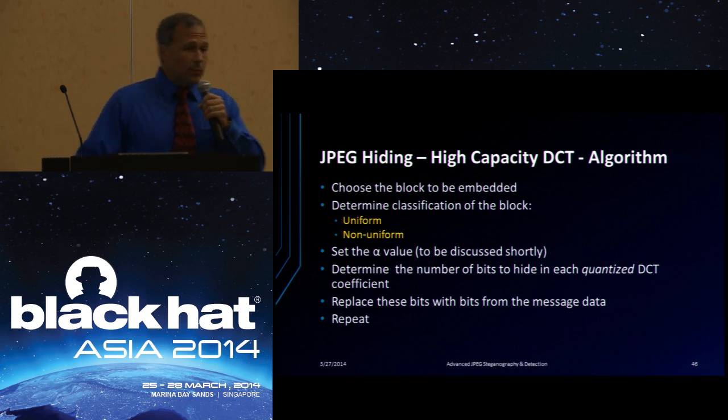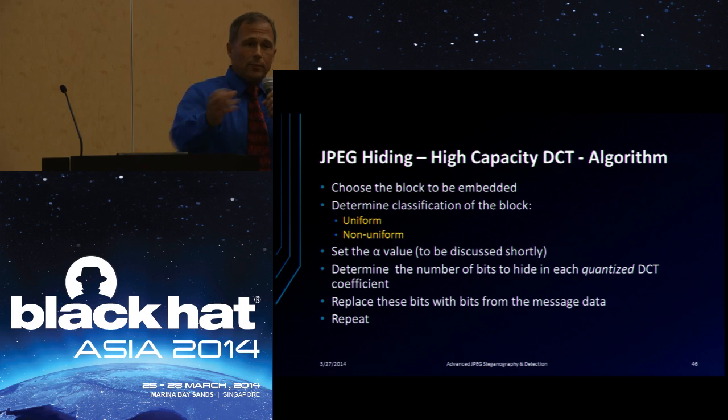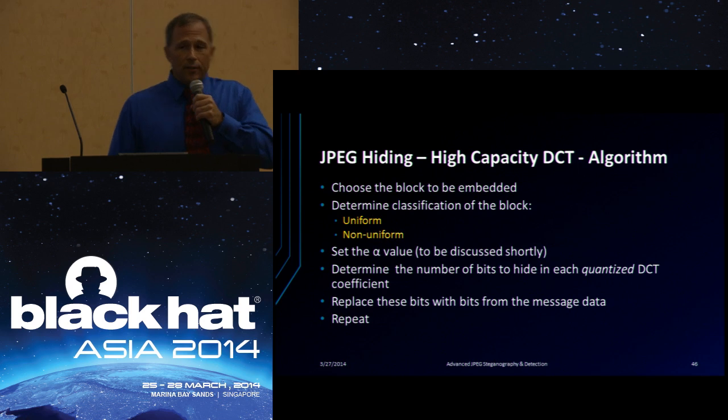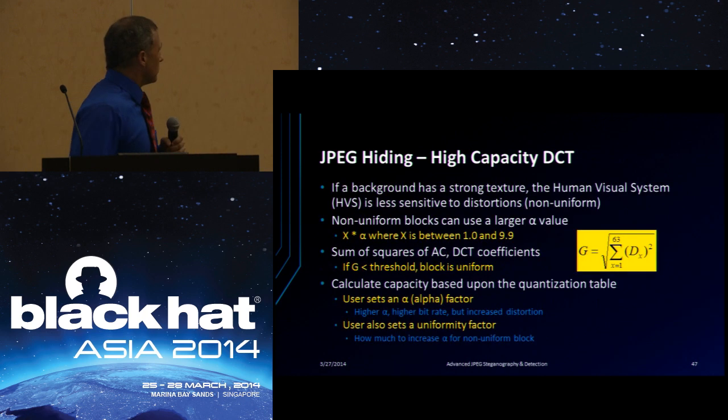And then it replaces those bits with the message bits. So with one coefficient, it might only hide 1 bit, and it grabs that bit and puts it in there. For another coefficient, it might be able to hide 3 bits or 4 bits. So then it'll grab 4 bits of message and put that in there. More math, right?